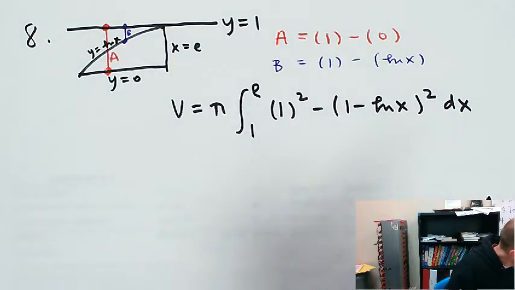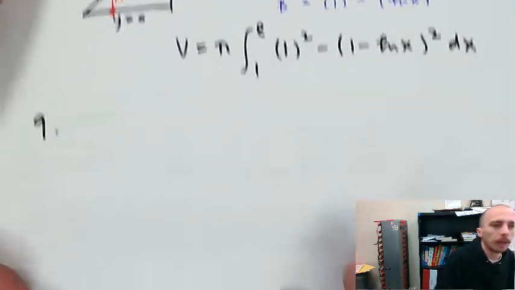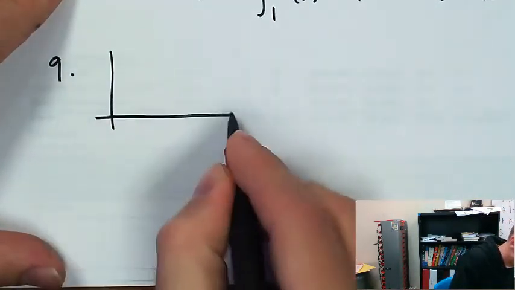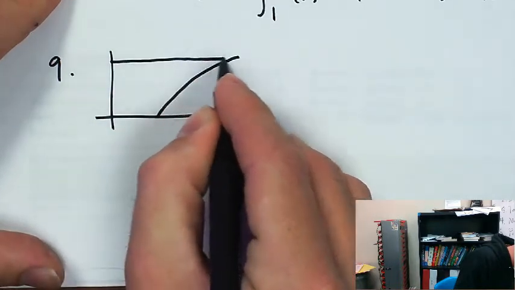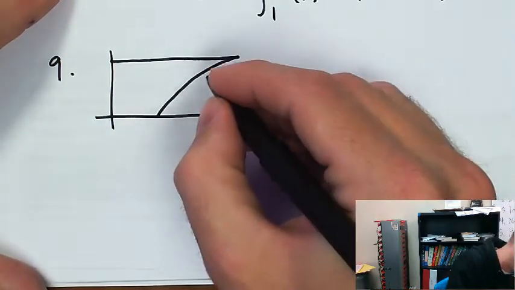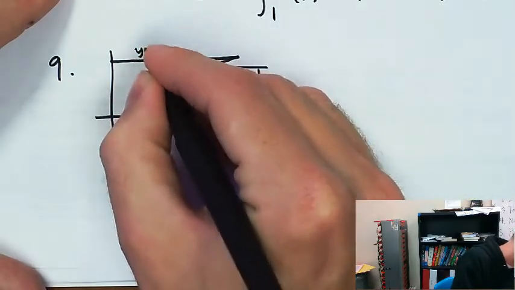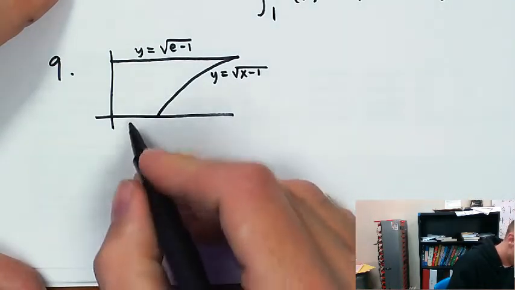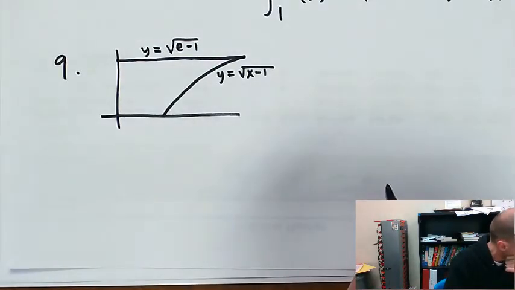Find the volume of the solid formed by rotating A around x equals -1. All right, that's going to be A. This is y equals the square root of x minus 1. This is y equals the square root of e minus 1. And that's y equals 0. Okay, well, we can see that's coordinate axes. We're going to rotate this around x equals -1, which should probably be about there.